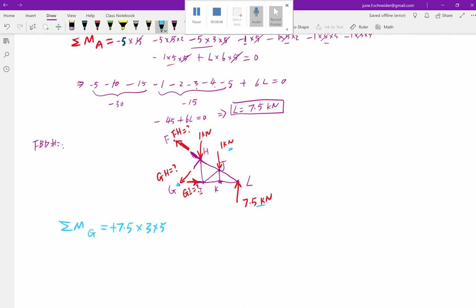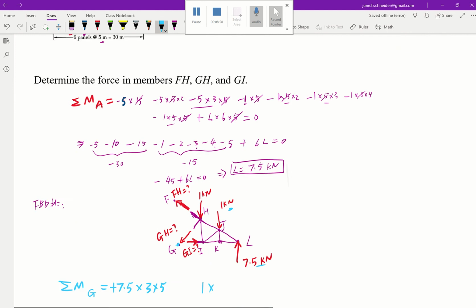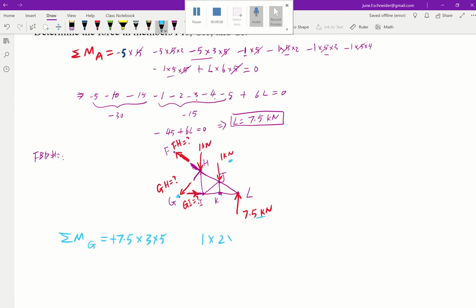Then we have this 1 kilonewton. This 1 kilonewton is applied at J, and so the moment arm will be this length right there. That's going to be 2 panels. And that's clockwise rotation, so it's negative. Then we are looking at this 1 kilonewton at H. The moment arm will be just 1 panel of 5 and clockwise, so that's negative. The only other force is FH.